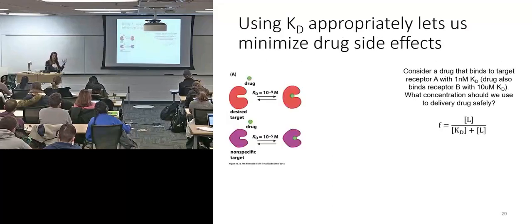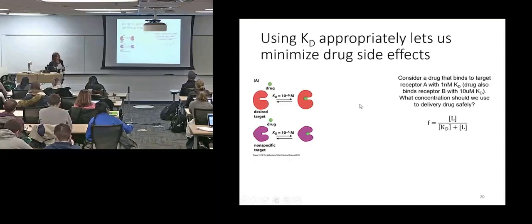Okay? So here's sort of a faux example. You have a drug that binds to a target receptor A with 1 nanomolar affinity or 1 nanomolar dissociation constant. And the drug can also bind to receptor B with 10 micromolar affinity. What concentration should we use to deliver the drug safely?